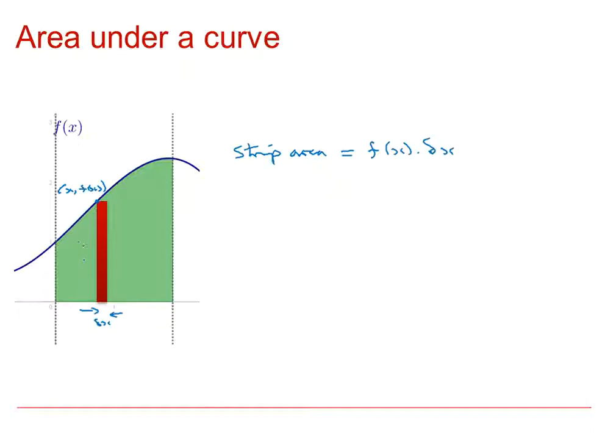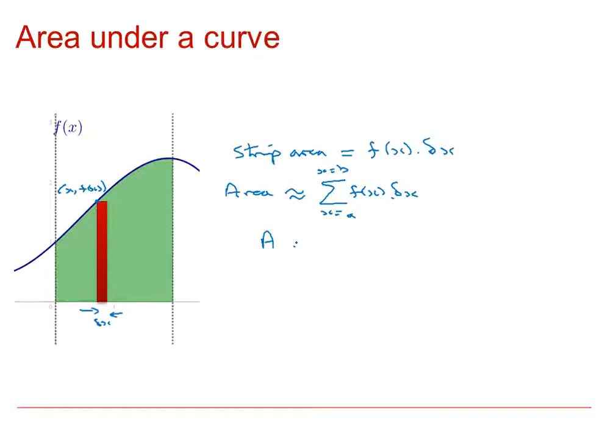And if we looked at lots and lots of these strips lined up one after another, the area underneath the curve is approximately the sum of all these strips, f of x delta x's, starting at the beginning of the area, which is usually A, and the end of the area, which is usually denoted by B. So A, the area, is approximately the sum of f of x delta x from A to B.